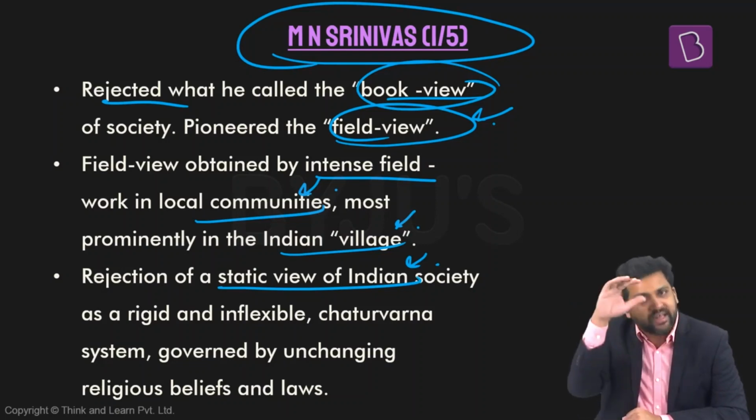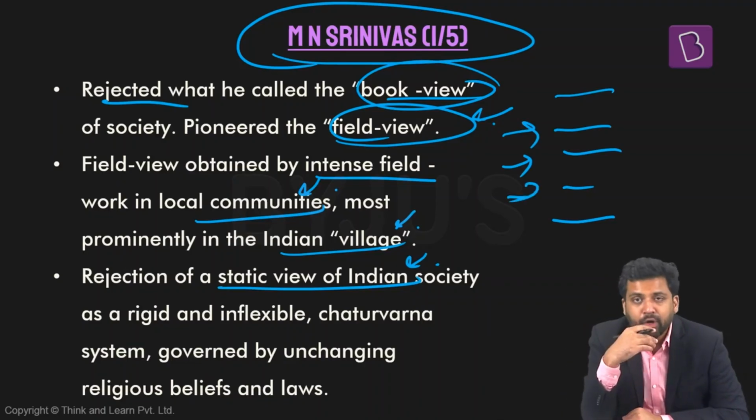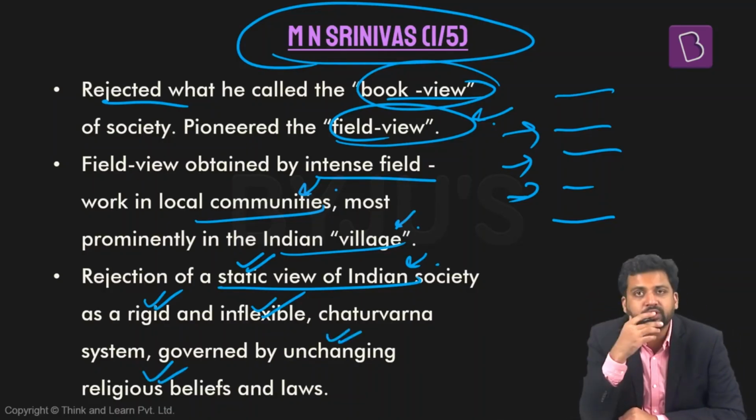M.N. Srinivas says, yes, there is a hierarchy, but whatever hierarchy exists between these segments might change. The different segments that are there, their position might change over a period of time. So you don't have a static system. The system is not rigid, it is not inflexible. You do not have unchanging religious laws and beliefs. So how do things look?